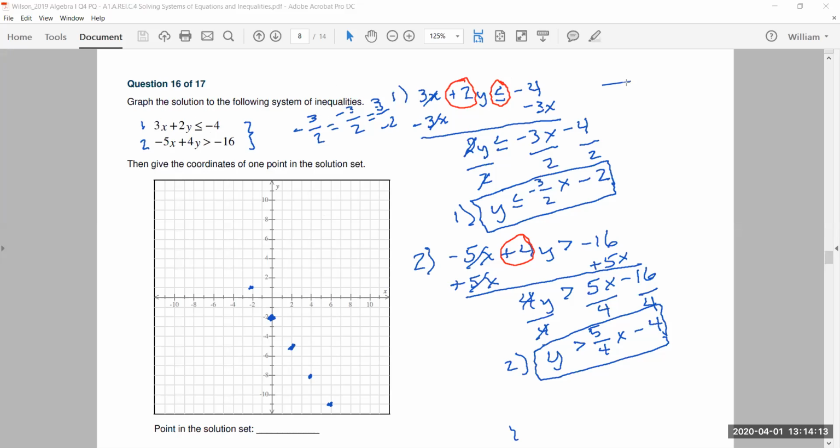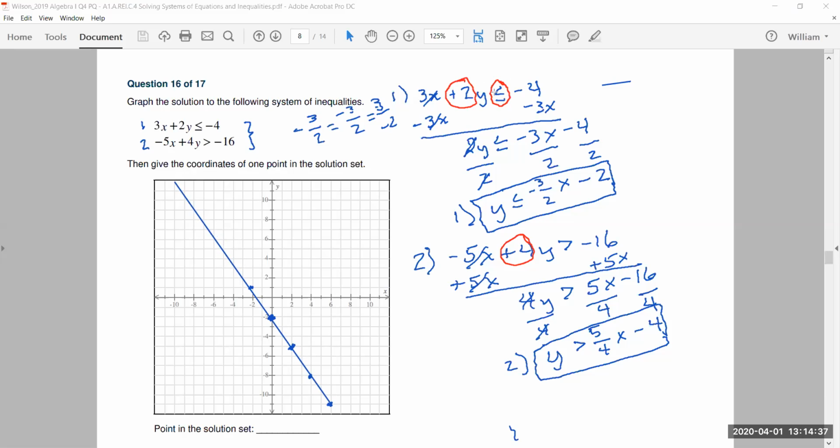Okay, so we are going down here, and I'm going to draw a solid line all the way and extending it to the top. Okay, so there's our first line for equation 1. Now the question is, which side do we shade it on?